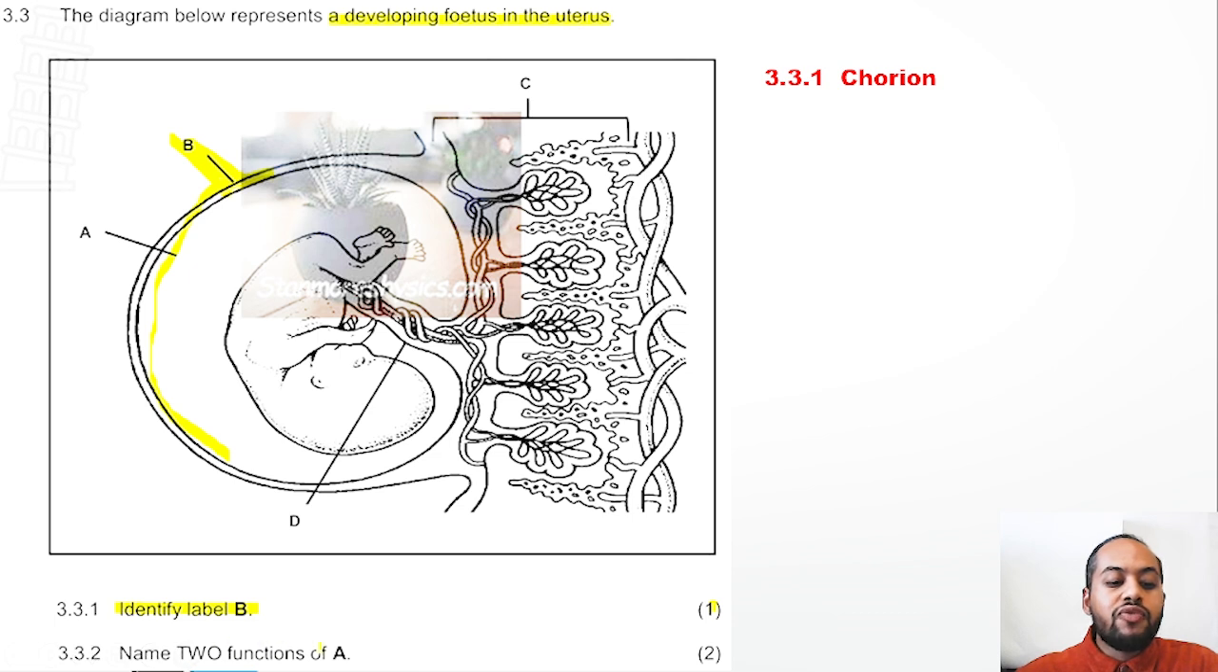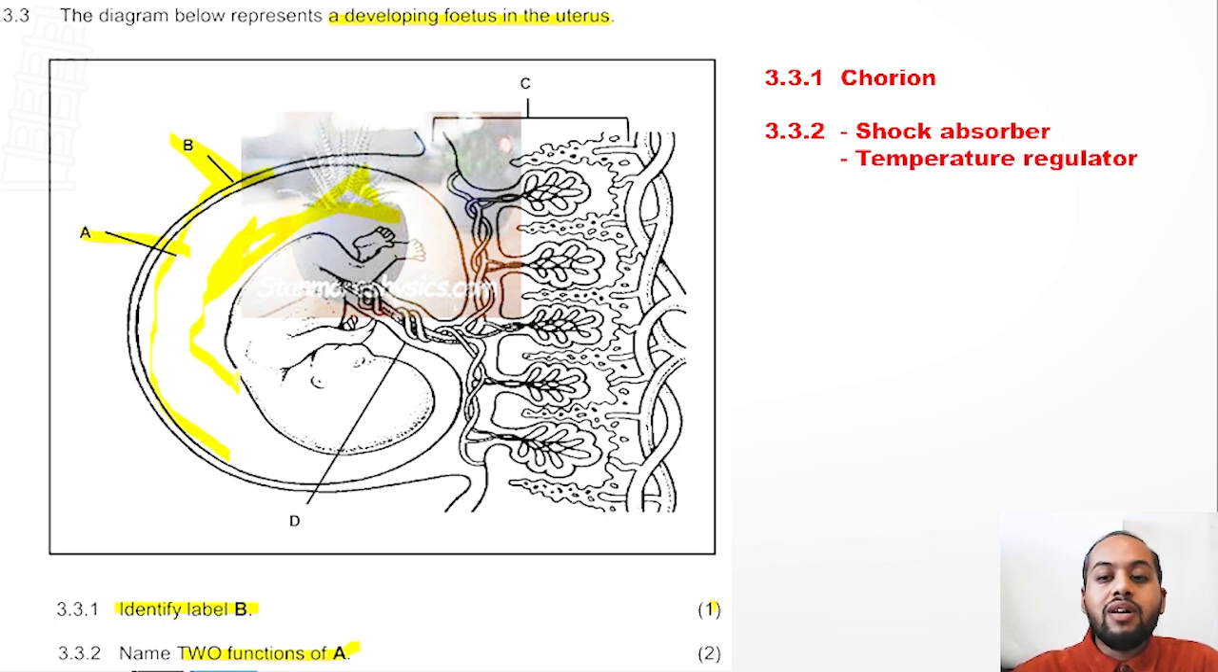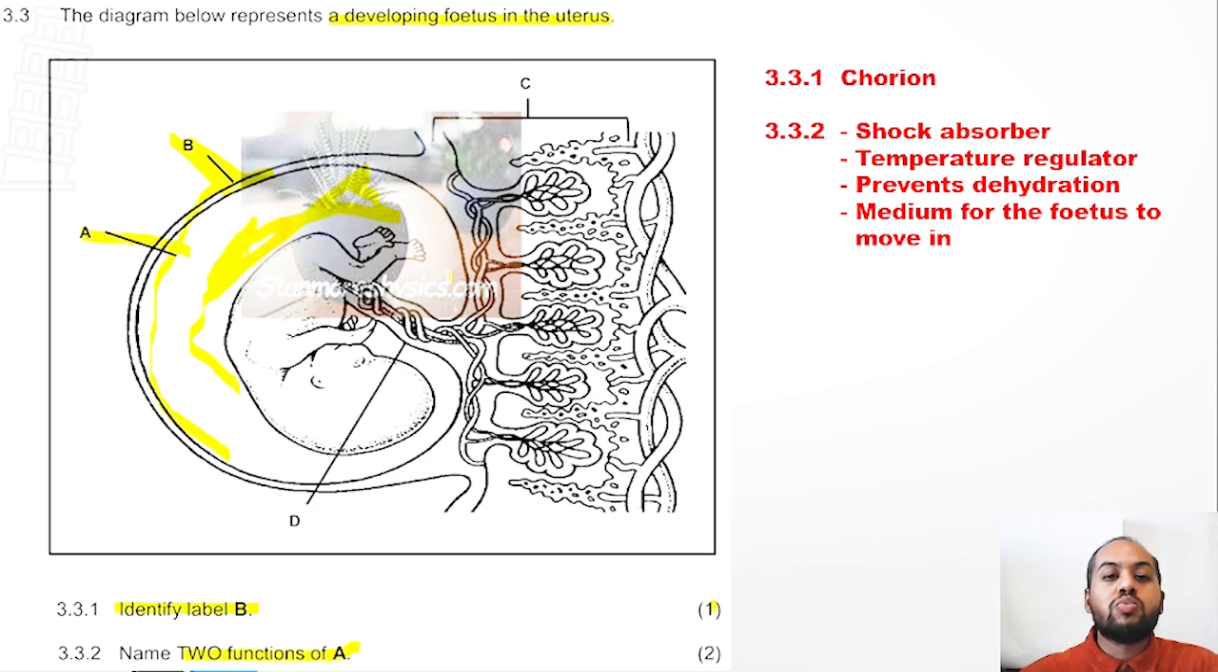3.3.2, name 2 functions of A. So 2 functions of A. It's this fluid that we have here on the inside, the amniotic fluid. There are numerous functions of the amniotic fluid. It acts as a shock absorber. It acts as a temperature regulator. It prevents dehydration, and it allows a medium for the fetus to move in.